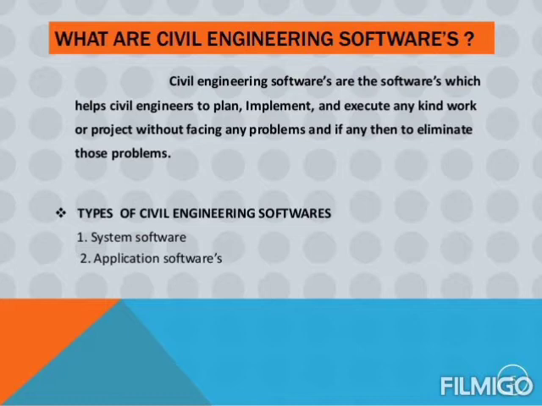So, what are civil engineering softwares exactly? Civil engineering softwares are the softwares which help civil engineers to plan, implement and execute any kind of work or project without facing any problems, and if any problems arise, how to eliminate those problems. What are the types of civil engineering softwares? They're basically of two types: system softwares and application softwares.